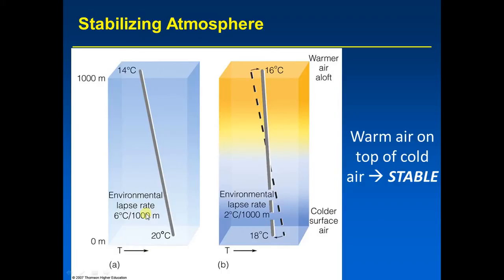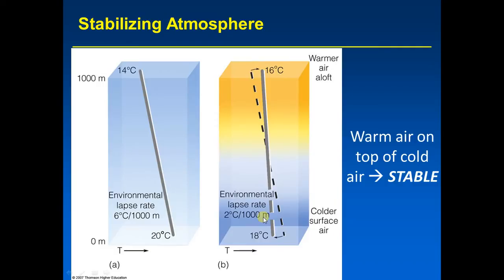So in this case, initially on the left, the environmental lapse rate is 6 degrees Celsius per 1,000 meters. It's 20 degrees Celsius, 68 Fahrenheit at 0 meter elevation, and it's 14 degrees Celsius at 1,000 meters. If you decrease the surface temperature by 2 degrees Celsius, cool the surface air, warm the air aloft by 2 degrees Celsius, then you decrease the environmental lapse rate from 6 degrees Celsius per 1,000 meters to 2 degrees Celsius per 1,000 meters.